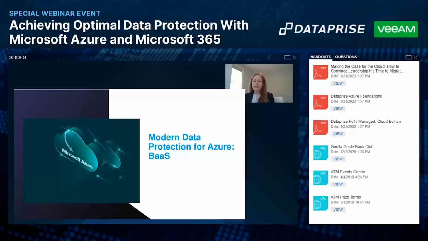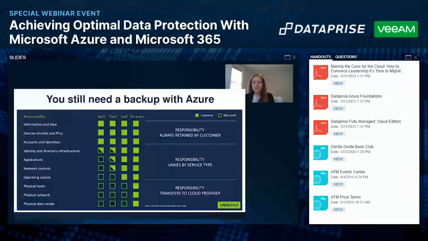Perfect. So good segue into the meat of this conversation, and it's how organizations can adapt their data protection strategies for Azure using backup as a service. But before we get into that, this is always an important one for us to talk about: as it says at the top of the slide, you still need backup and data protection with Azure. It just changes how you think about things in your strategy. So Greg, what do you tell clients about this as part of their Azure strategy?